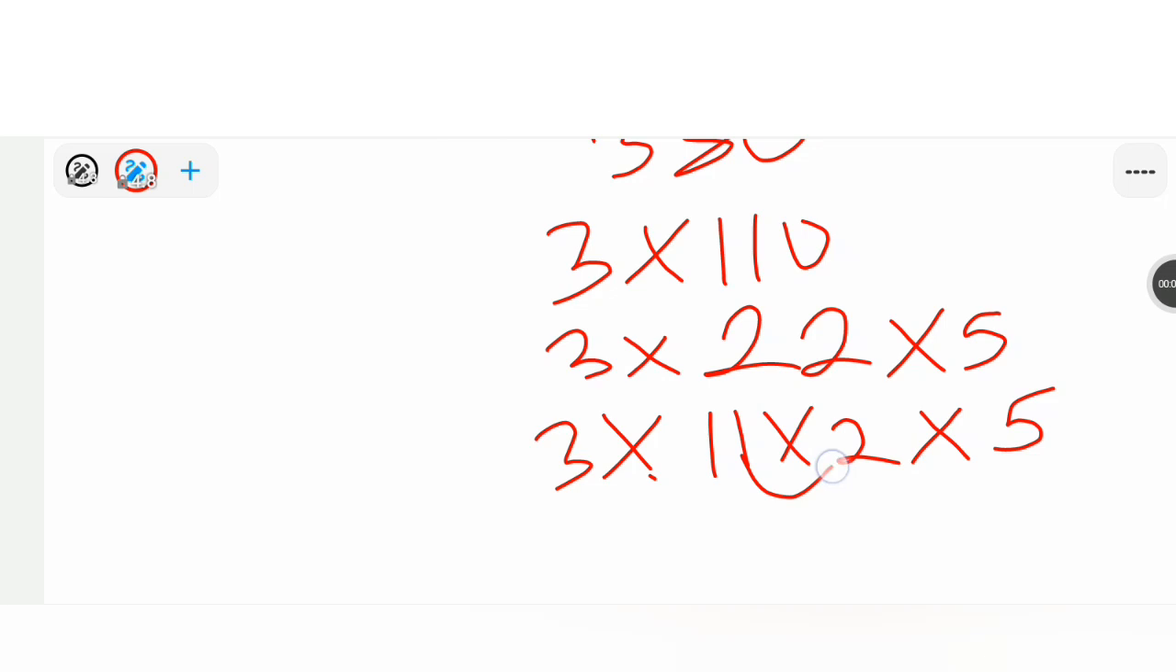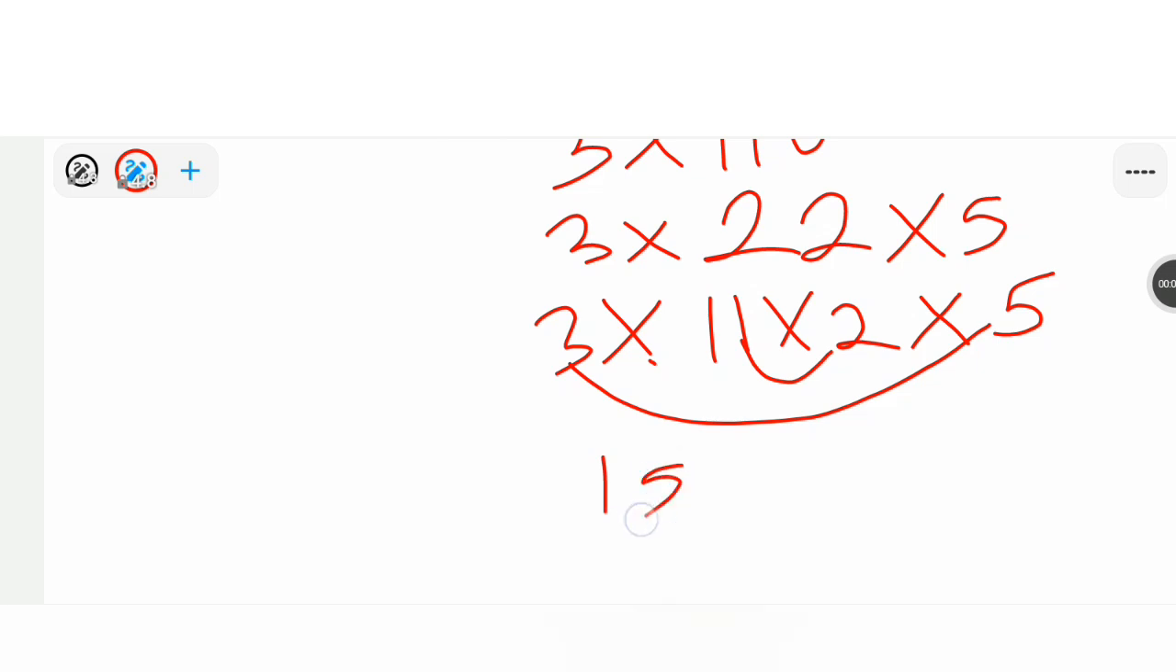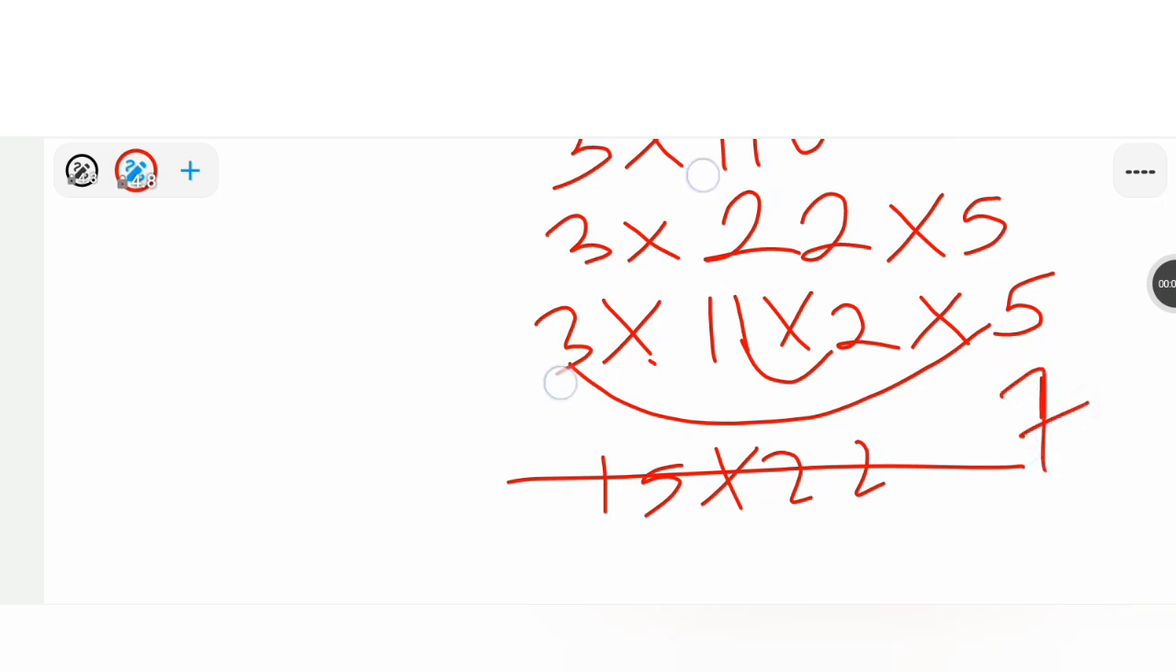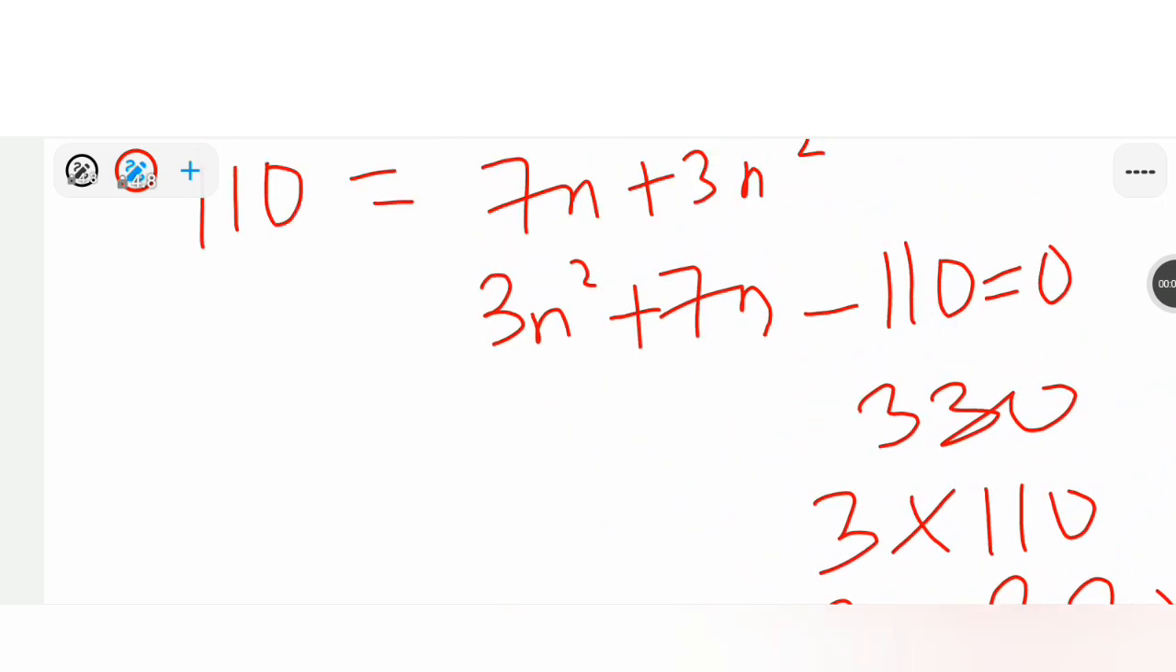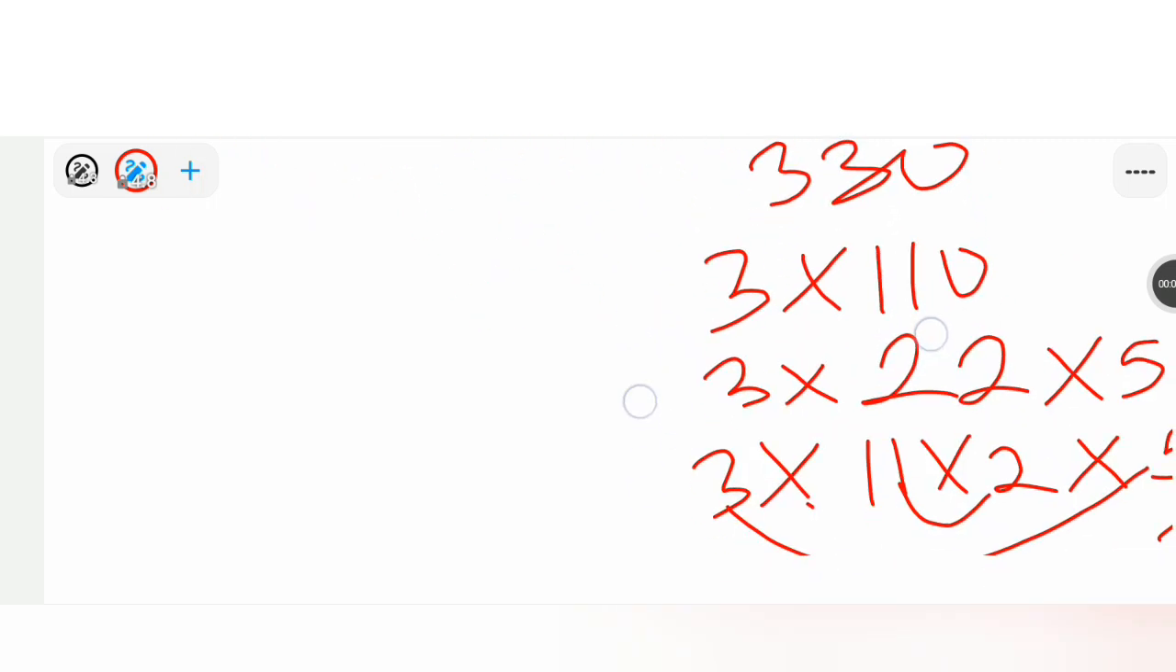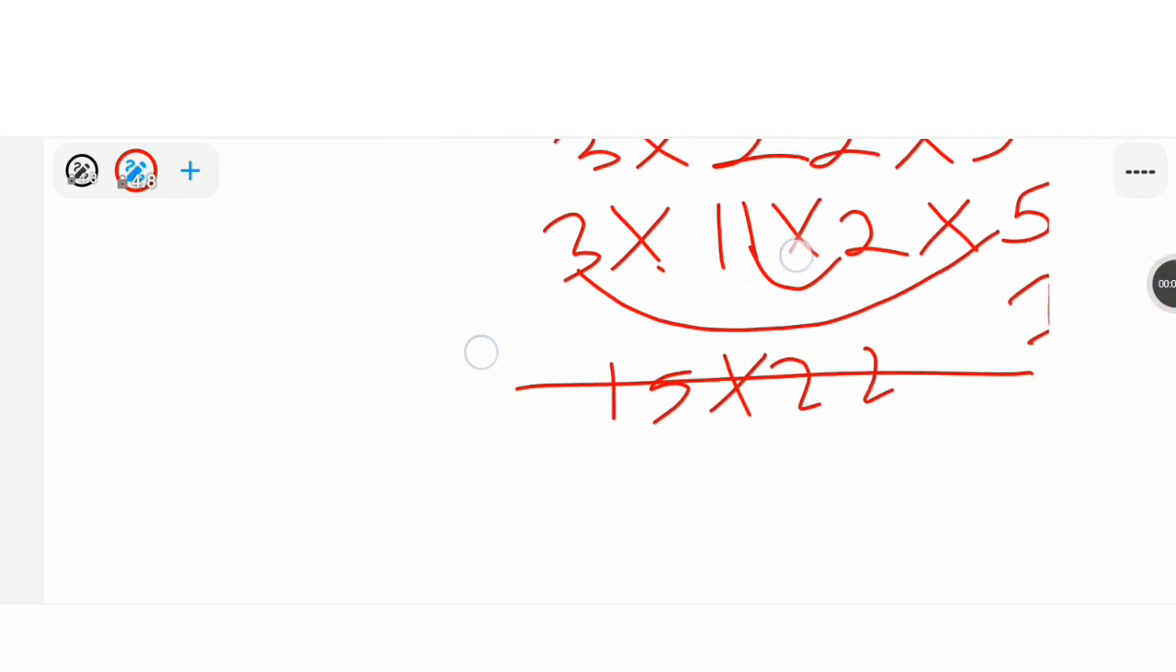So this is 22, and this one is 15. That means if you do 15 times 22, you also get 330. And if you subtract, 22 minus 15, you get 7, which is what you are looking for. 7 is what is in the middle. So you can see that this is what we want. So our factors are 15 and 22.